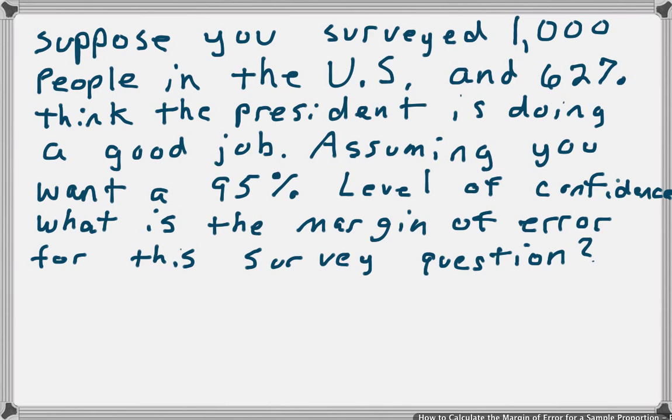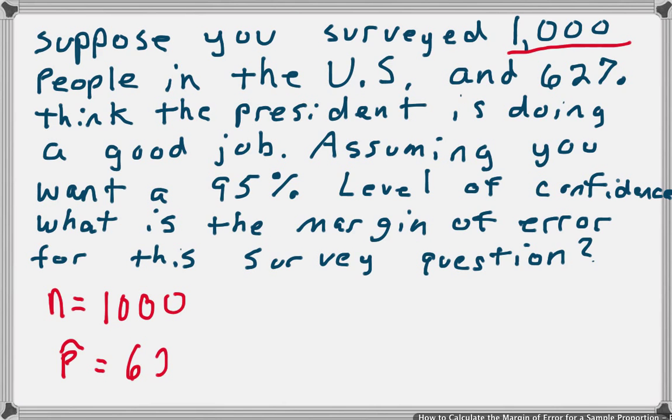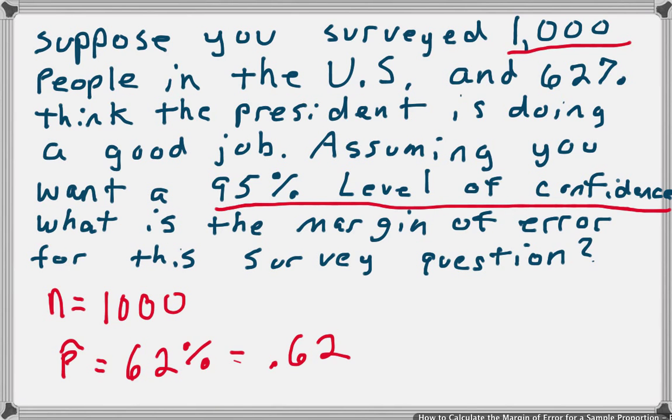So we have our sample size here, which is N, 1,000. Okay, we have our P hat, our interest, which is 62%. I want to change that to a decimal. Just take your percent, divide by 100, you get 0.62. And we're at a 95% level of confidence. This is going to help us get our critical value here.